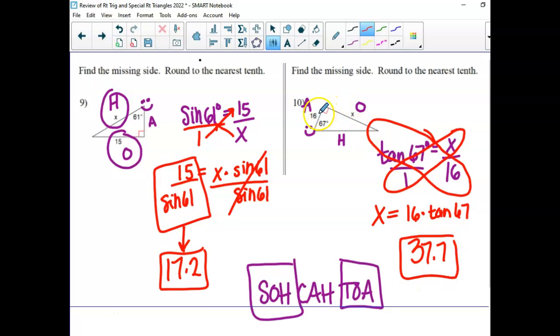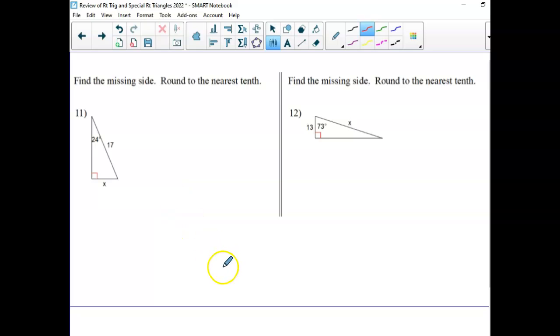Now, is that reasonable? Seems like it could be okay, right? It definitely looks like it's the longer leg, but we don't know the hypotenuse. Okay. How are you feeling? Can you try a couple on your own? Turn around and talk to somebody behind you if you're stuck.